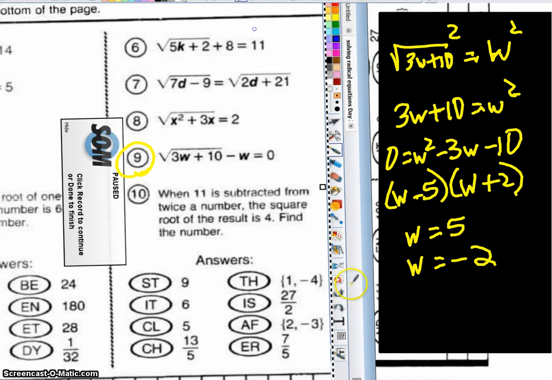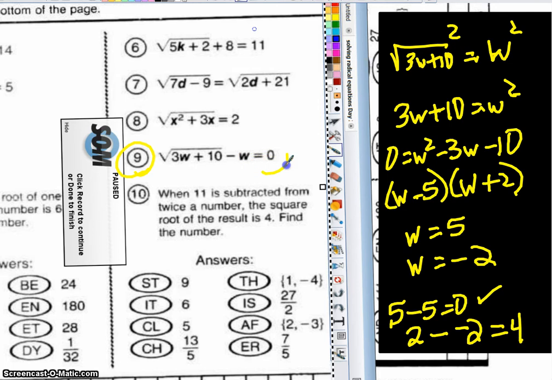Now, you've got to check the answers because they may not both work. If I did 3 times 5 is 15 plus 10 is 25, square root of 25 is 5, minus 5 equals 0 because minus w. That works. If you do it with negative 2, 3 times negative 2 is negative 6 plus 10 is 4. Square root of 4 is 2 minus a negative 2 is equal to 4. It needed to equal 0, so that does not work. So for this one, the only one that works is the 5. So you would go to number 9 and you would do CL.